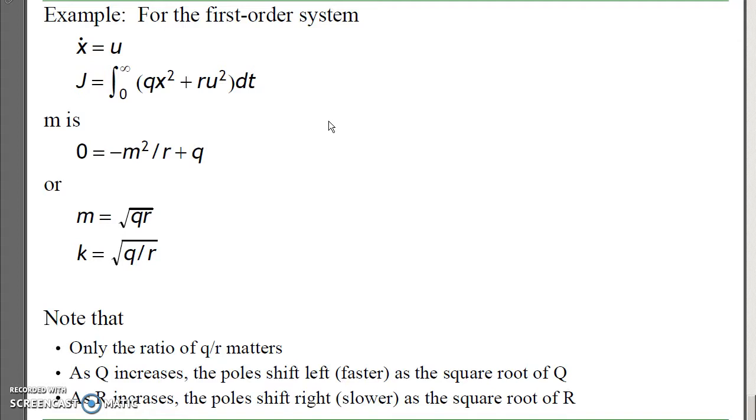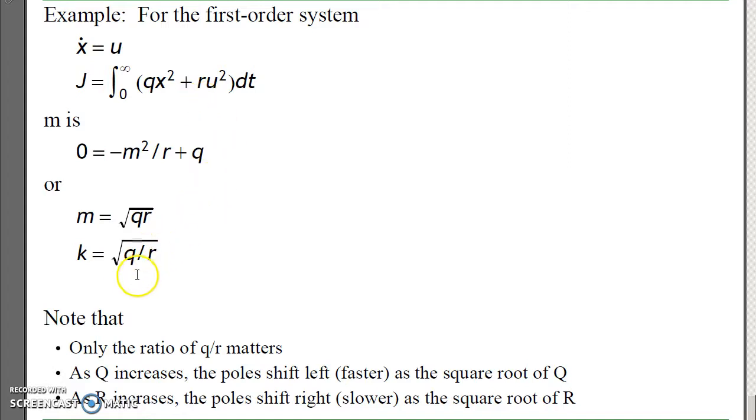For example, let's start with a scalar system. X dot equals u, and I have a weighting qx squared plus ru squared. In that case, the optimal feedback gain will just be the square root of q over r. What that means is a couple things. First, that the absolute values of q and r don't matter, only the ratio. So I can arbitrarily make r equal to 1 and vary q, or I can make q equal to 1 and vary r. All that really matters is the ratio between the two.